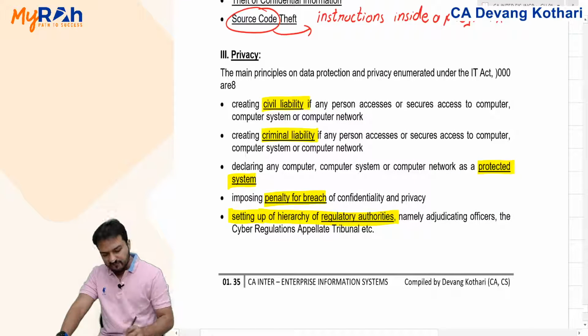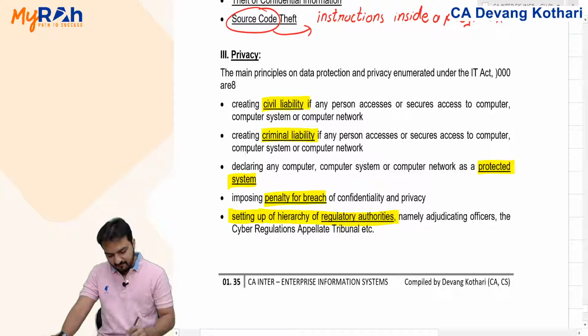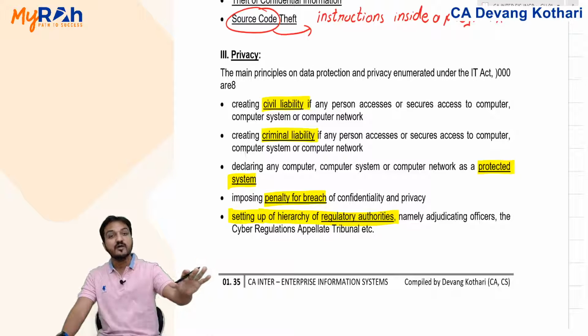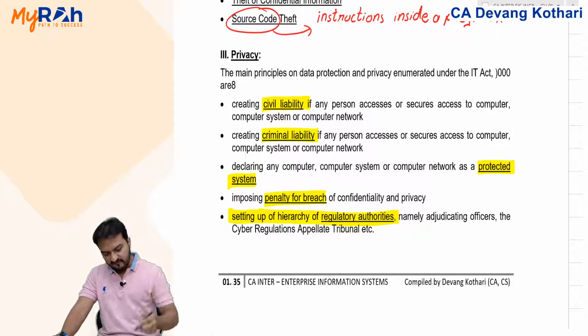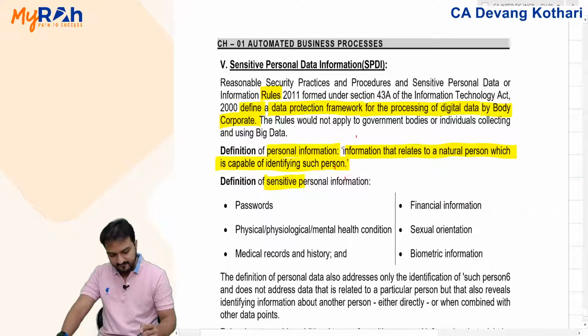There's also a provision of declaring any computer or computer system as a protected system. Once it is declared a protected system, then there are more restrictions on that. Penalty for breach of confidentiality is also there. My confidential information is with Amazon, Flipkart. If they release my confidential information to others, then there will be a penalty to be paid by them. And the IT Act has also set up some regulatory authorities for breach of privacy.